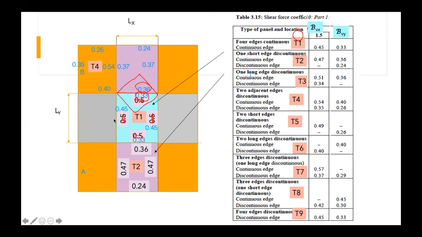All right, for the rest of the slabs, you can try to get the values. It's just the same. This is one long age continuous. This is T3. So LX continuous age is 0.54. Here is 0.54. While one long age discontinuous, sorry, 0.51. Yeah, sorry, 0.51.